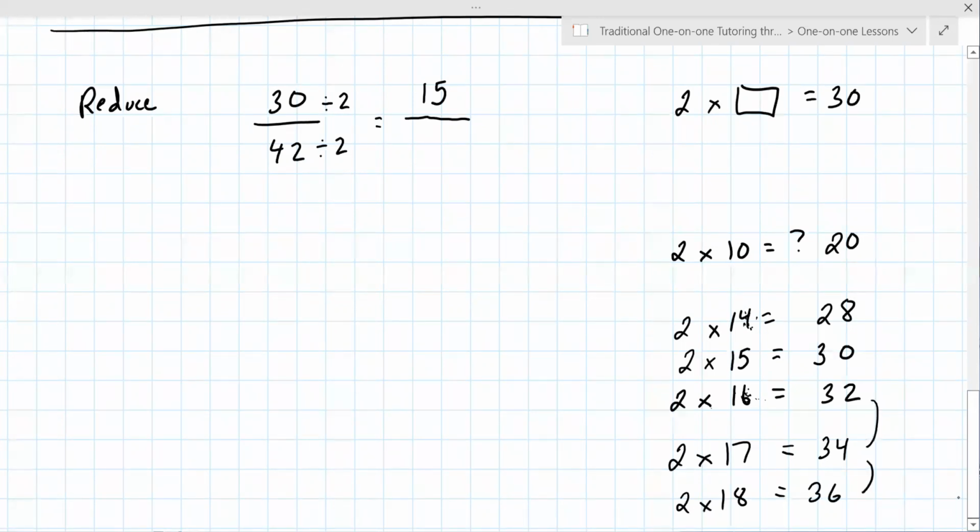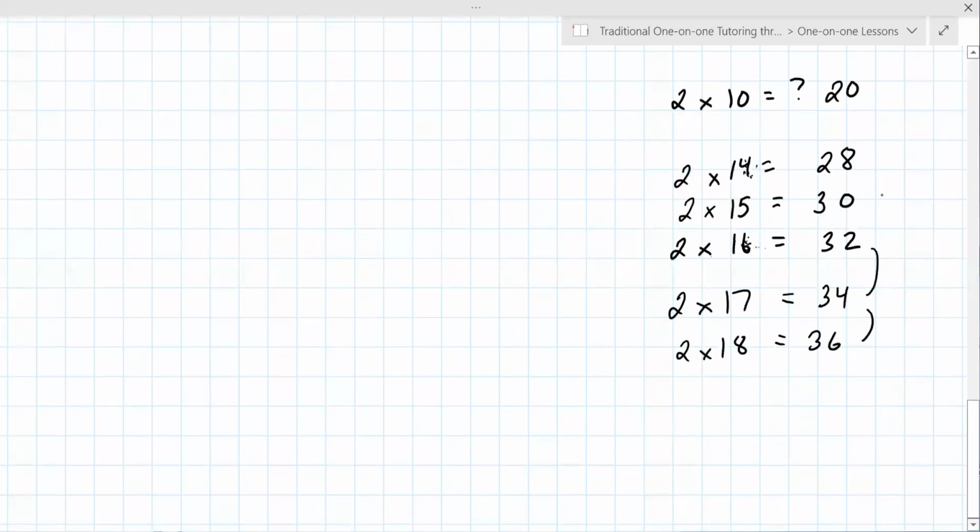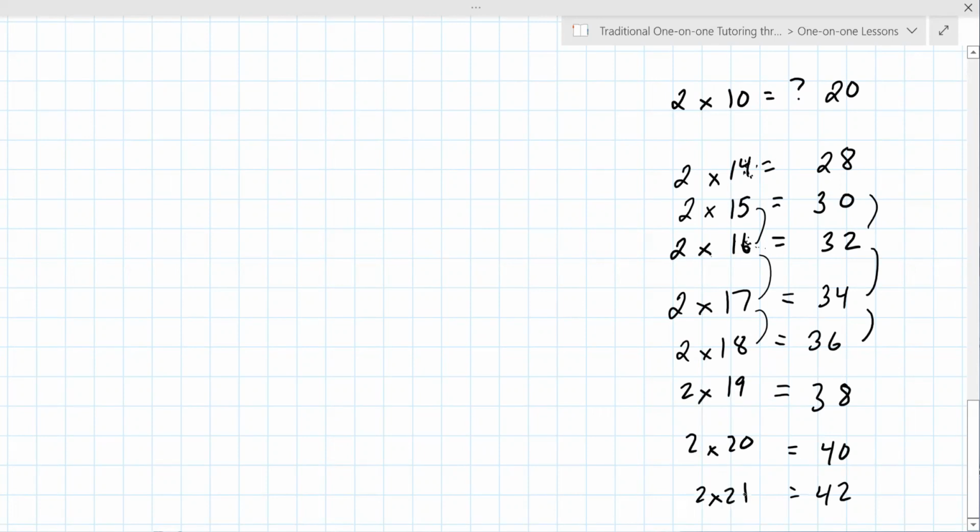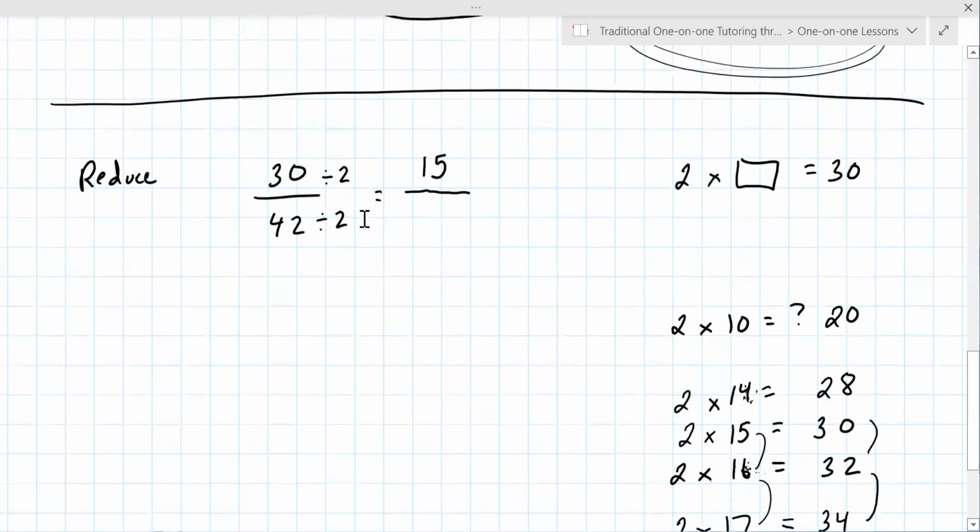What is the pattern here? It's 2 counting. It's going up by 2 each time. So we go 38, 40, and then 42. So what is the pattern over here on the left? What is it going up by? 1. Okay, so that's 19, 20, and 21. So 42 divided by 2 is 21.